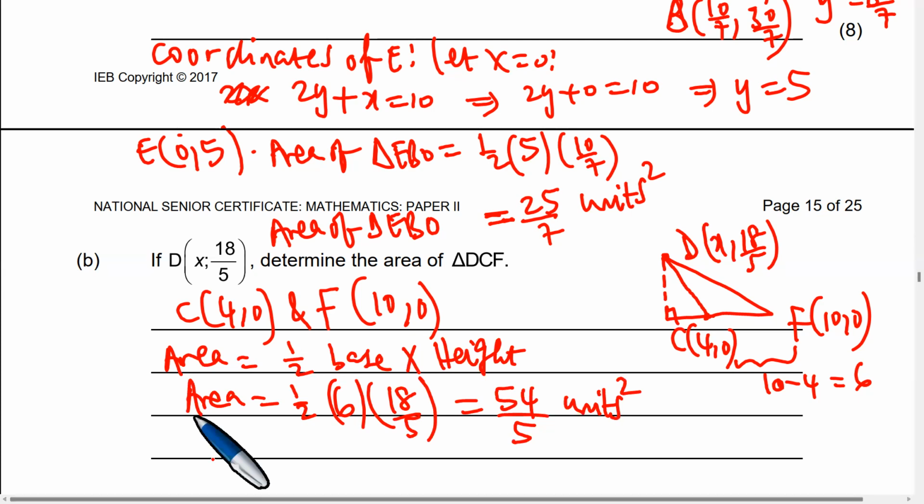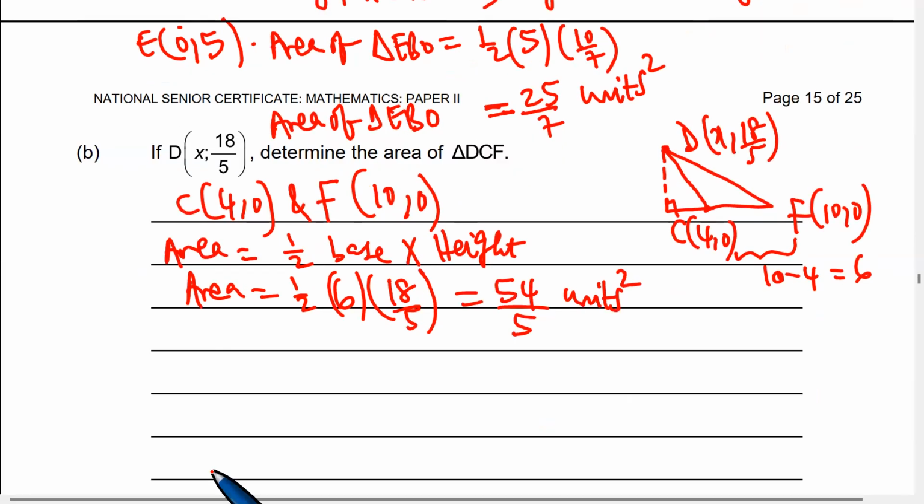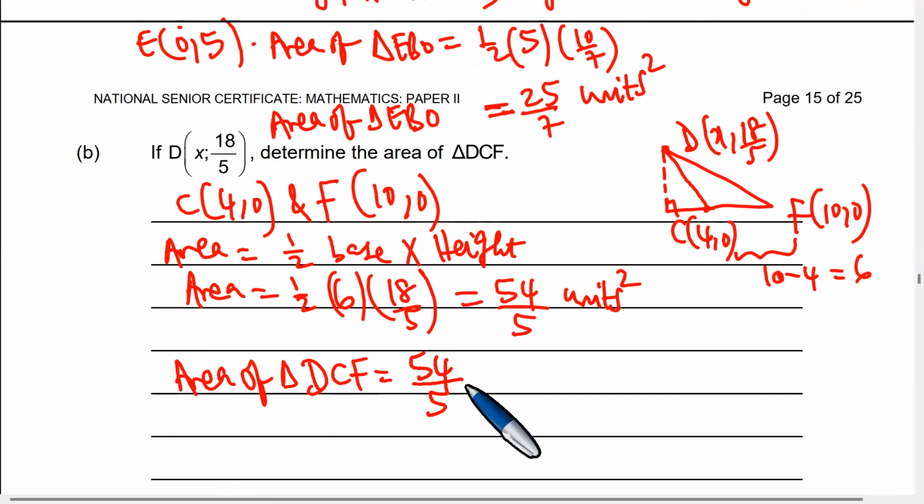So in other words, at this point, we have that the area of triangle DCF is 54 over 5 units squared.